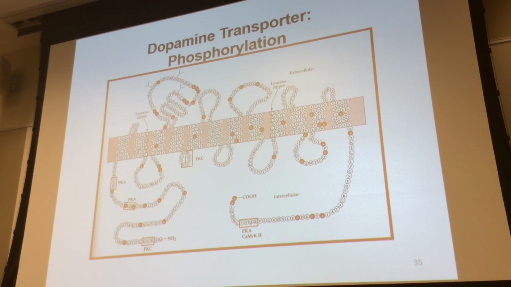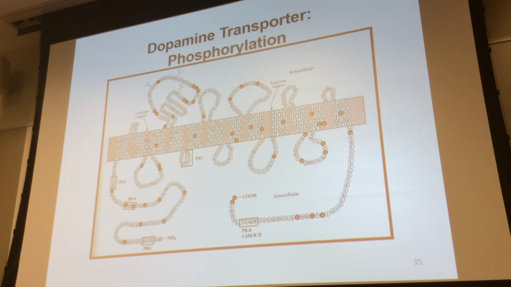And some residues have already been mapped out, like the residues here are key for dopamine uptake, and the residues here and here are key for dopamine efflux. And if you mutate some of the residues here, it's going to alter dopamine transporter trafficking. So the take-home message is that the dopamine transporter is a substrate for many types of protein kinases, which leads to alteration of dopamine transporter function and trafficking.